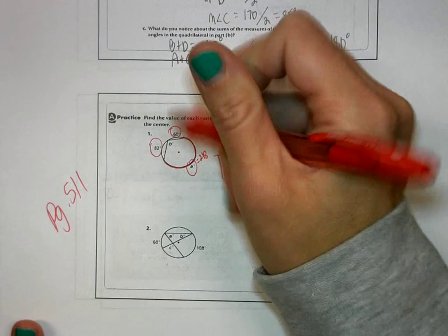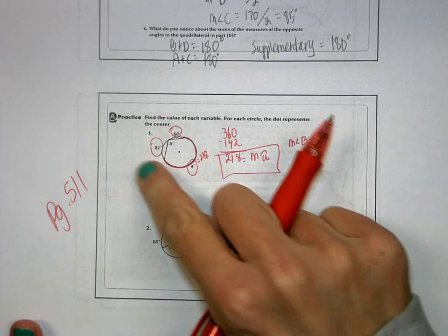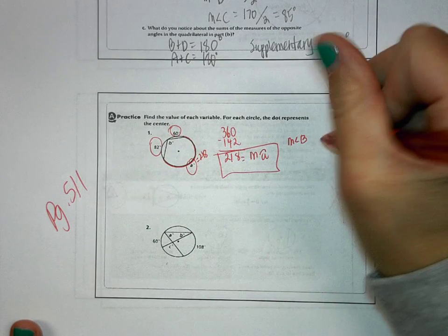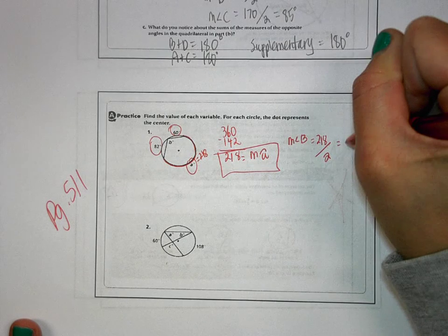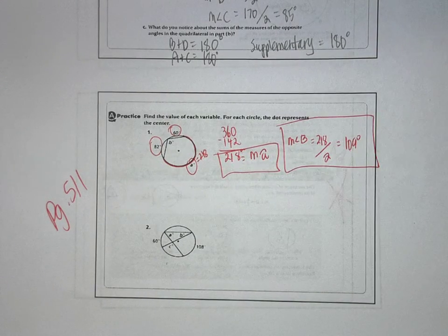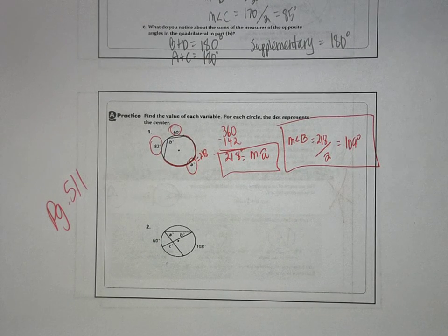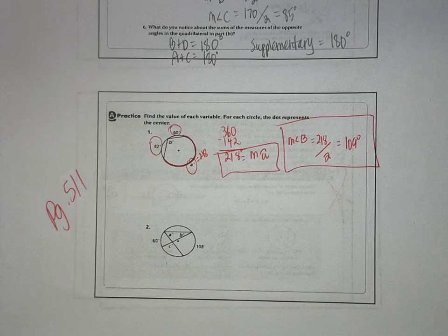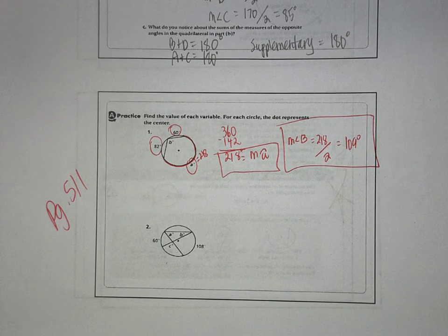Now in order to get measure of angle B, we have to take our arc length, which is 218, and divide that by 2, which makes 109 degrees. So your answers should have been 218 and 109. Okay, do we have any questions there? All right, let's move on to 2.